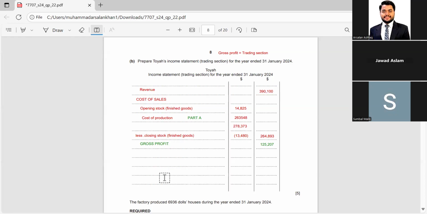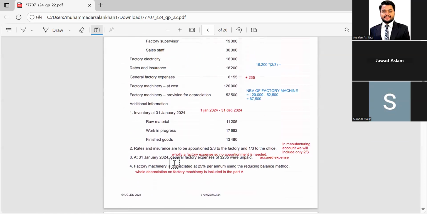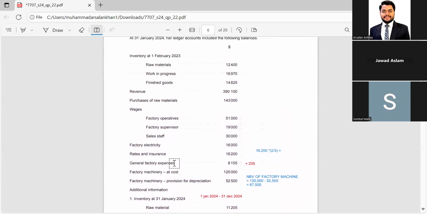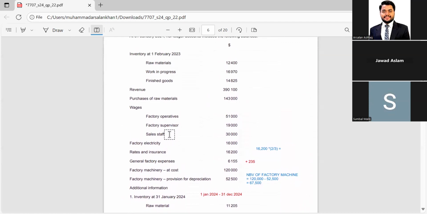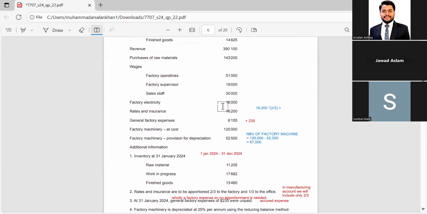We will less all office expenses only, okay? Because in this 263,548 cost of production, all factory expenses have been added, right? So less expenses की heading डालेंगे and we will include all office related expense. So in this question, office related expense over here is, I can see the sales staff, which is office related expense, and rent and insurance का जो apportionment हमें दिया हुआ था 1/3 relates to office. So 1/3 into the rent and insurance figure is an office expense.